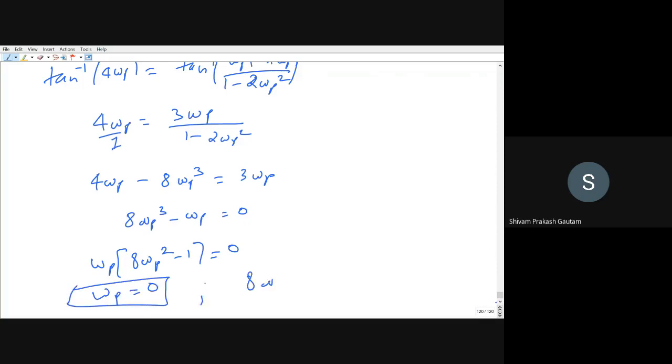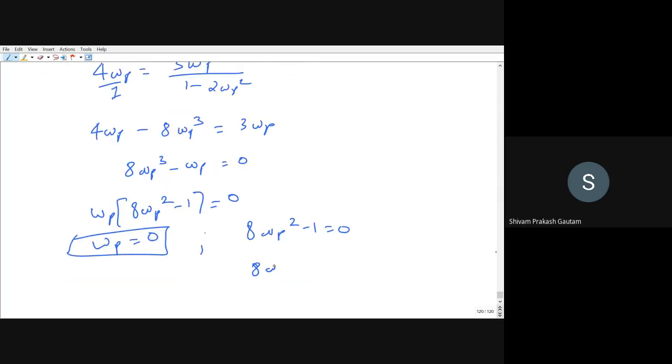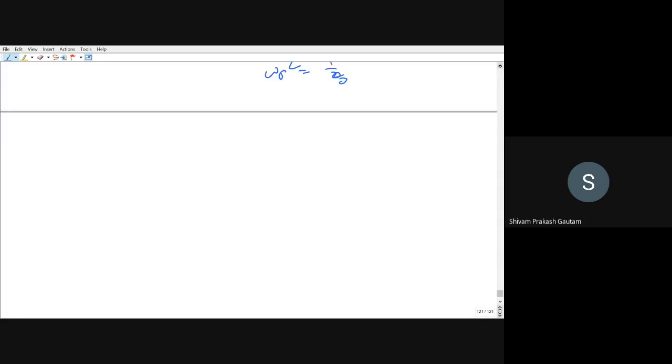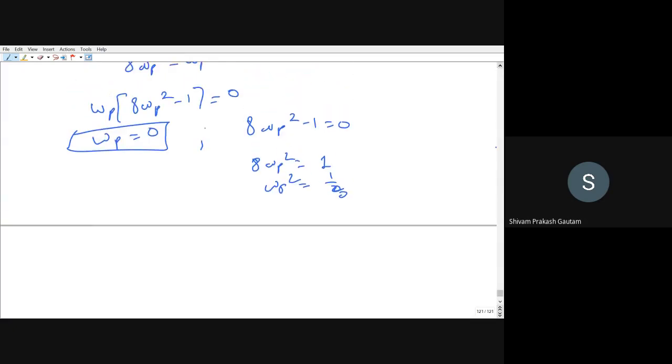And 8 omega p square minus 1 is equal to 0. So 8 omega p square will be equal to 1. Omega p square will be equal to 1 by 8. And omega p will be equal to 1 upon under root of 8. 1 upon under root of 8, we can write 1 upon under root of 4 into 2. 4 means 2 square, so it will be 1 upon 2 under root of 2 radian per second.